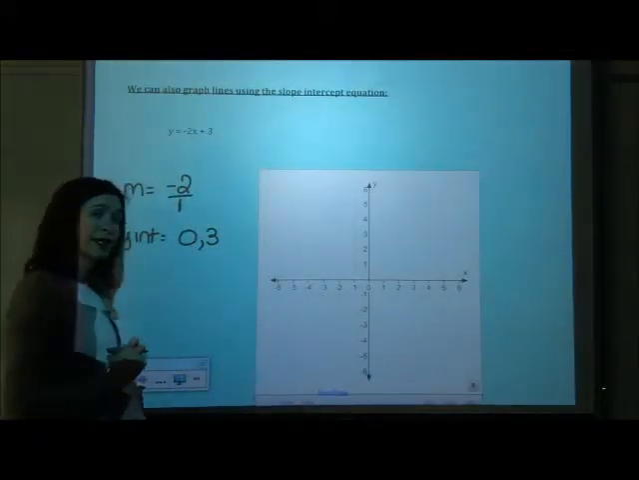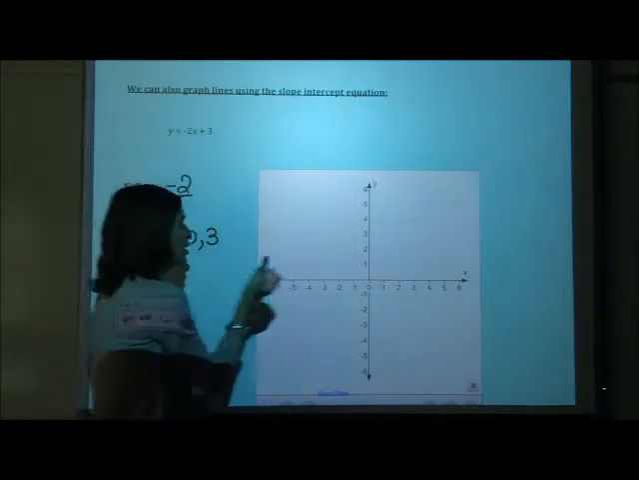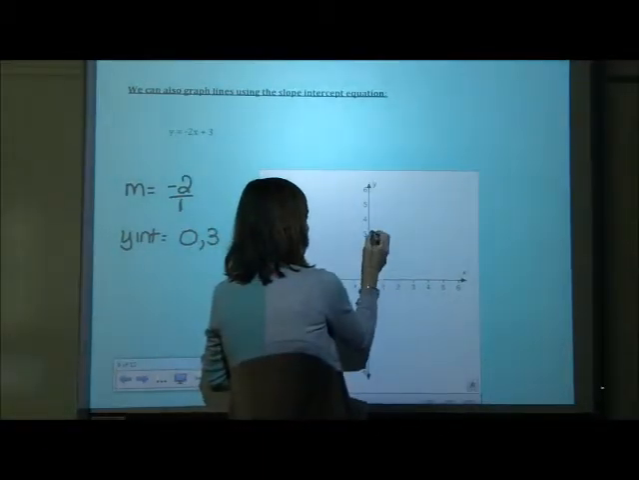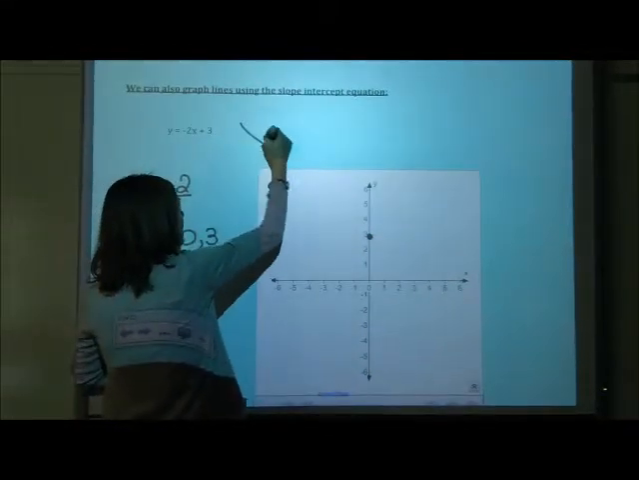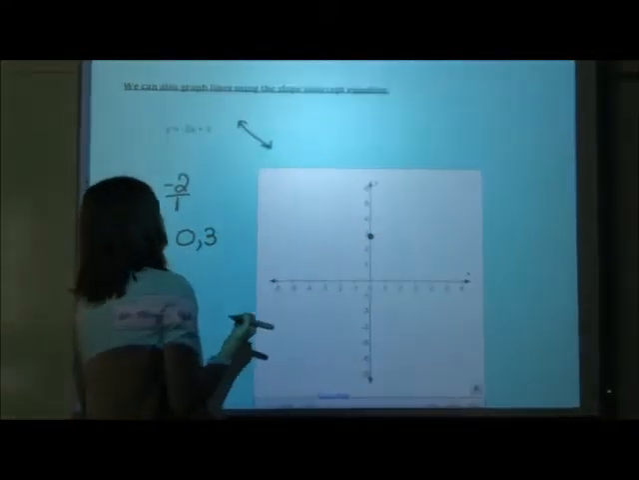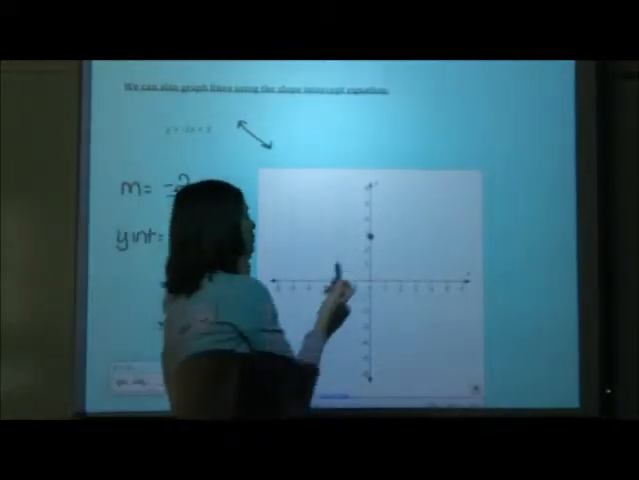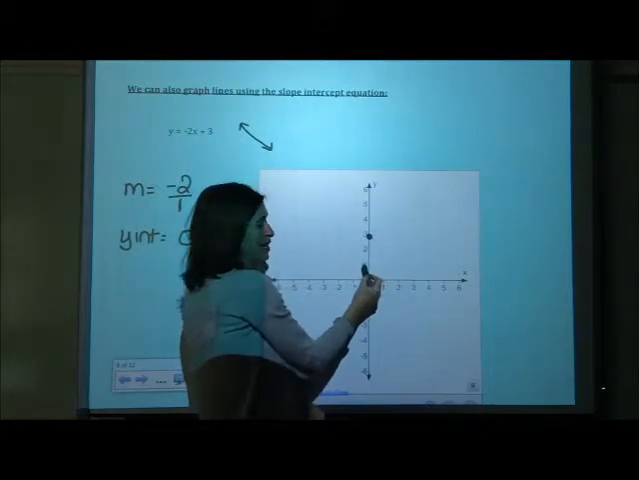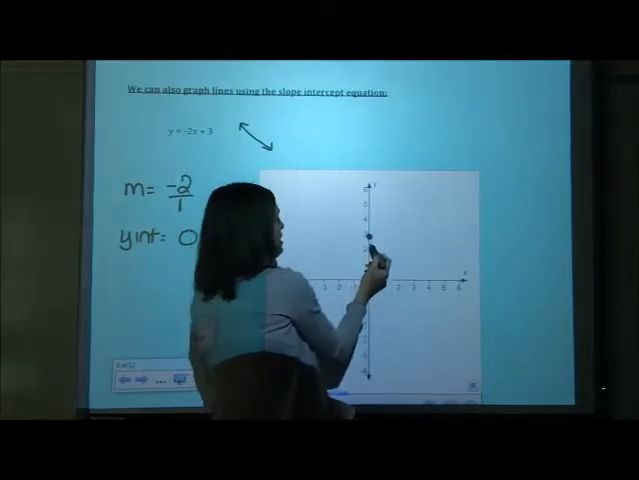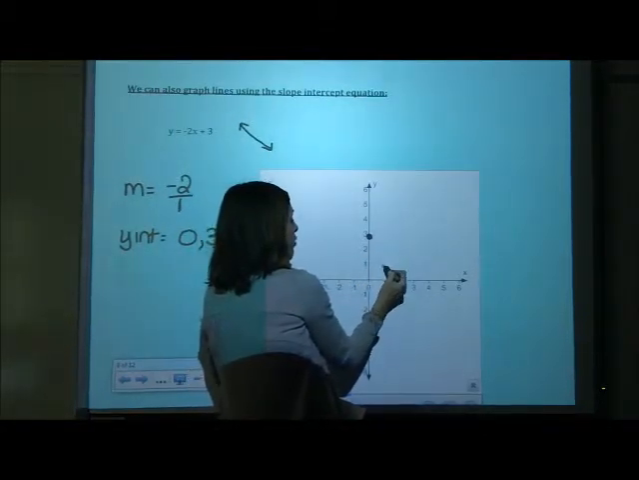I go to my y-intercept first and plot the point. So I'm going to go to 0, 1, 2, 3, and plot the point. The slope is negative, so I need to know the line is falling. We are going to go down 2, because that's my rise, and in this case it's negative, so I'm going down instead of up. Down 2 and to the right 1.